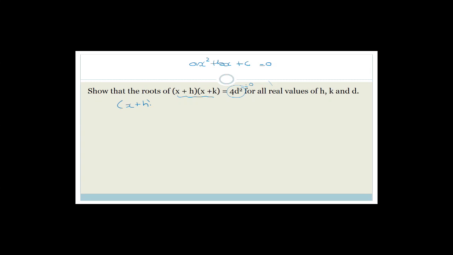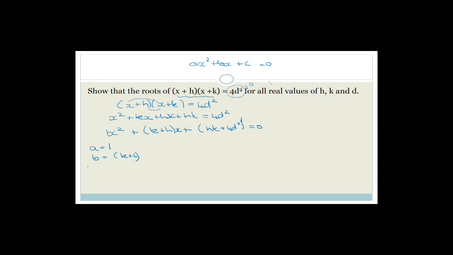So we've got x plus h, x plus k is equal to 4d squared. Right. So now we have to multiply this out. We're going to use FOIL. So it's x squared plus kx plus hx plus hk equals 4d squared. Now I'm going to add up all the like terms. We've got x squared plus k plus h times x, plus hk minus 4d squared equals 0. Do you agree now our a is 1 because the coefficient of x squared is 1. Our b is k plus h, and our c is hk minus 4d squared.